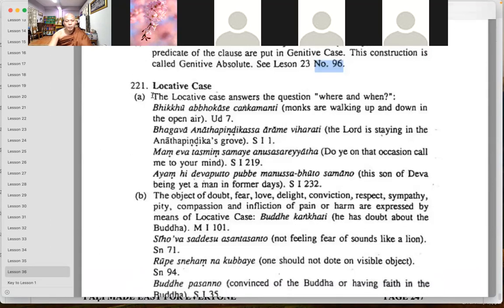The first thing to see is that the locative case answers the question where, meaning a place, and when, a question for time. To denote and answer that, we use the locative case: where something happened, when something happened.